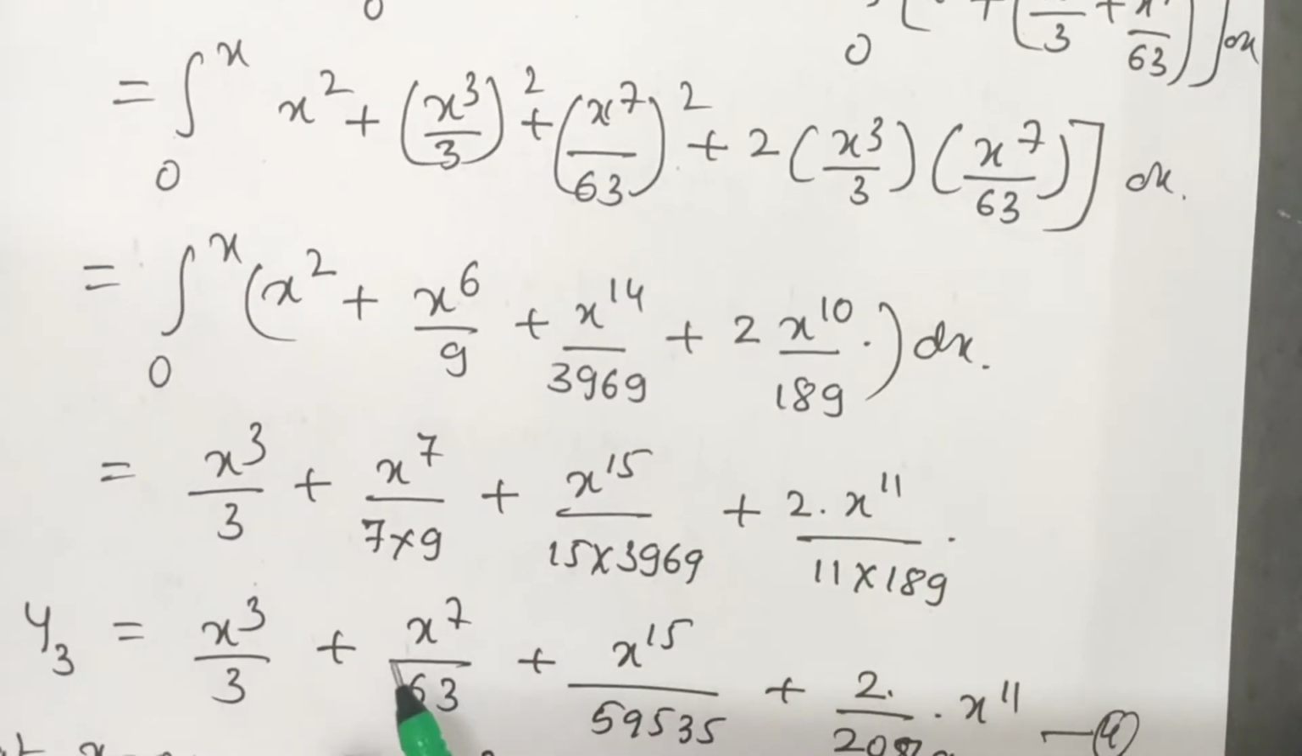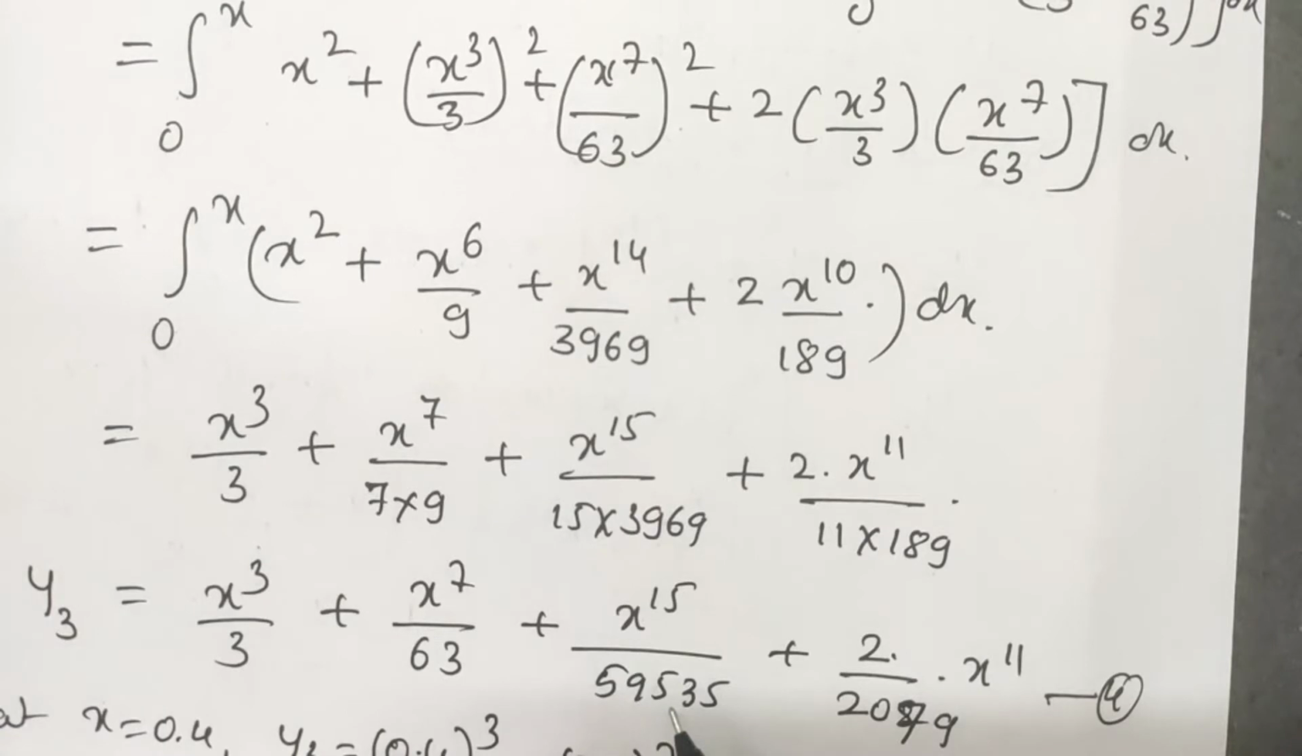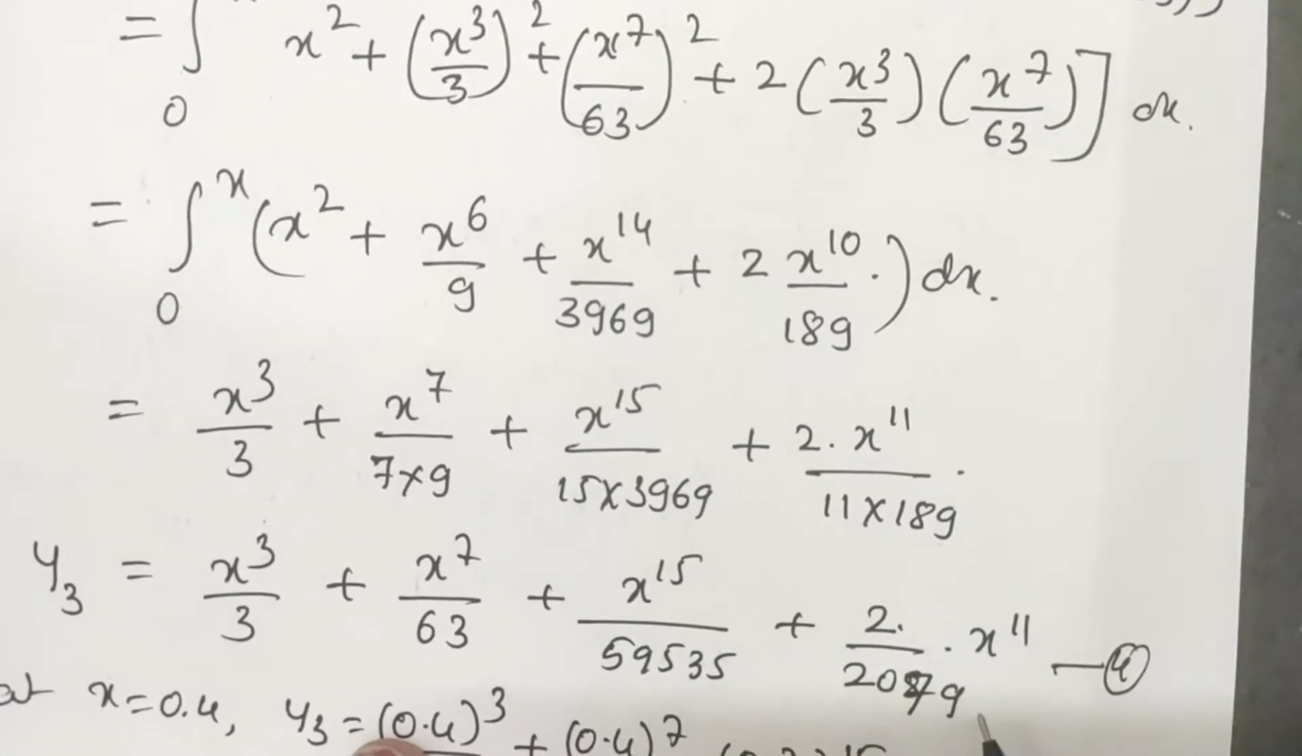After integration you will get x cube by 3 plus x to the power of 7 by 63 plus x to the power of 15 divided by 15 into 3969. After multiplication you will get 59535, then plus 2 times x to the power of 11 divided by 2079. Take this as equation number 4.